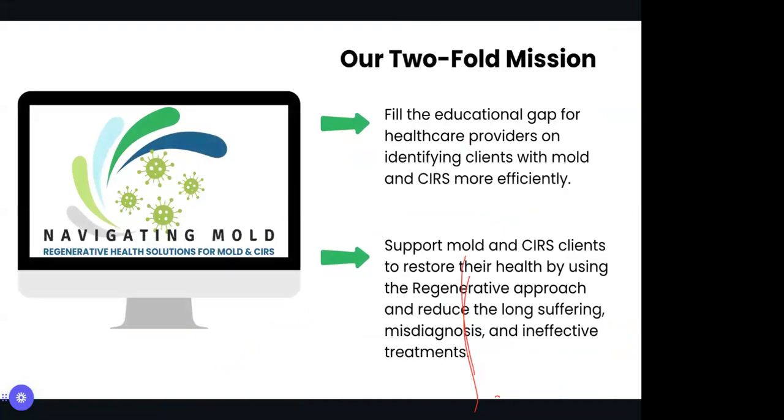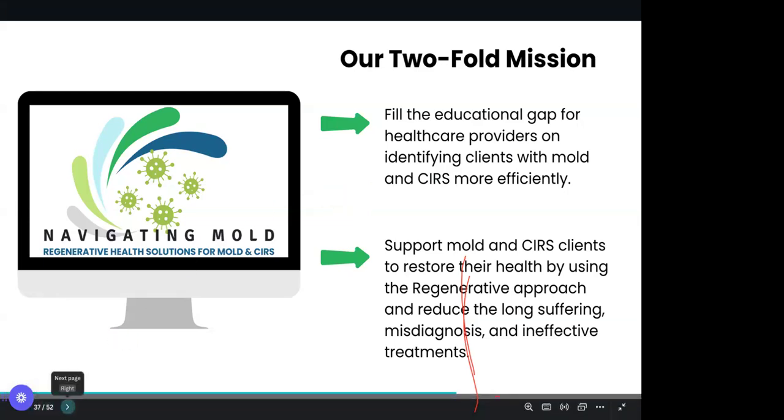So our mission is twofold. We want to fill that educational gap. We want to make sure that healthcare providers have the knowledge to start to identify mold and CIRS more efficiently so people aren't suffering for a long time and they can get better quicker. But we also want to be able to support clients in restoring their health using the regenerative approach because it's a quicker approach, it's a less costly approach, and we just want to see people get their life back and feel better sooner.